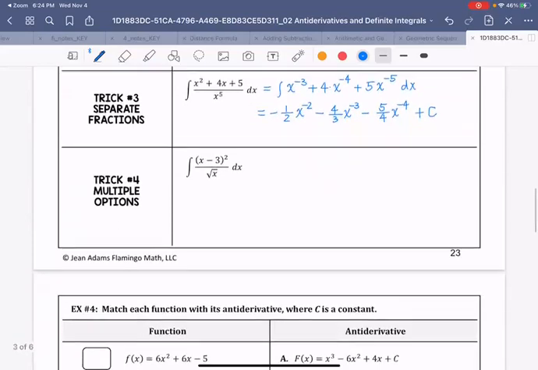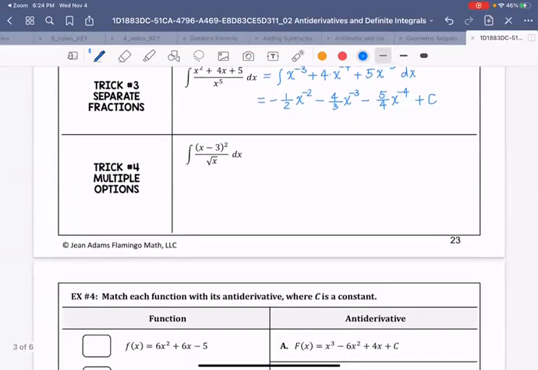Okay. Now, this one. You might wonder, how do I do this? Let's not do radicals. Radicals are too confusing. Let's change everything to exponential form, okay? Let's expand this top first.